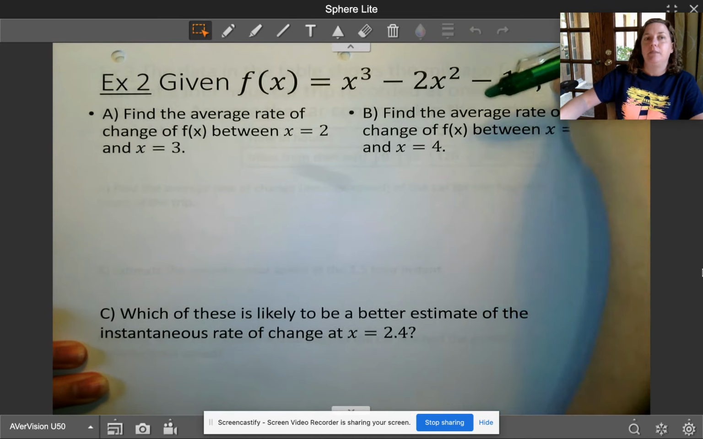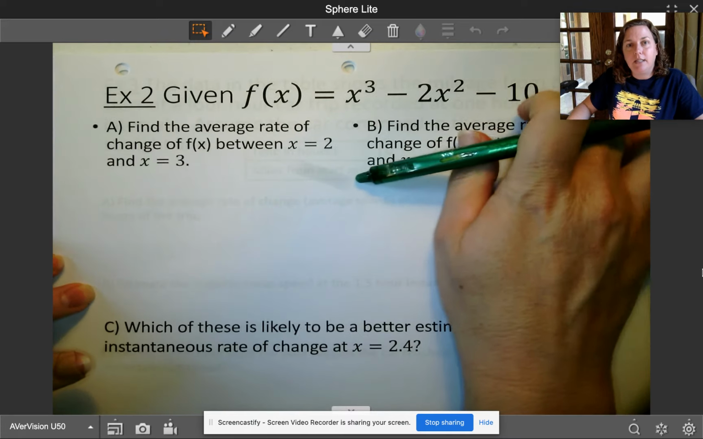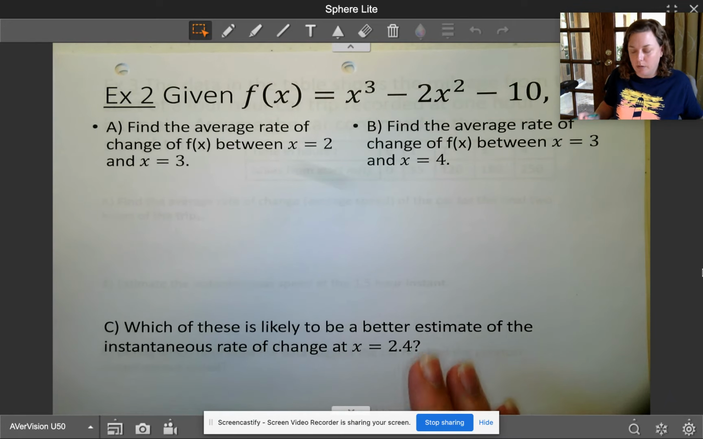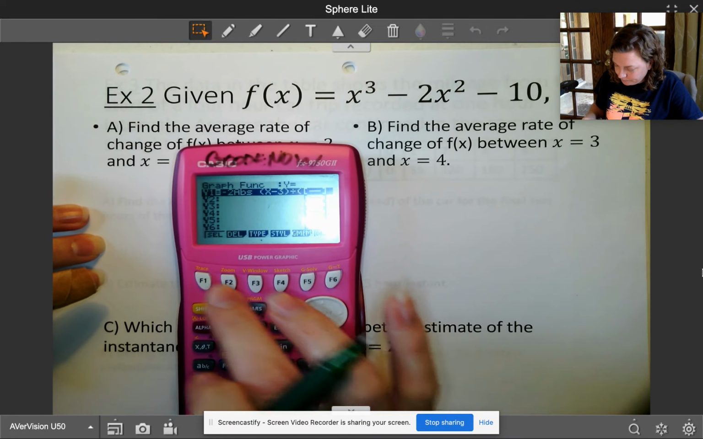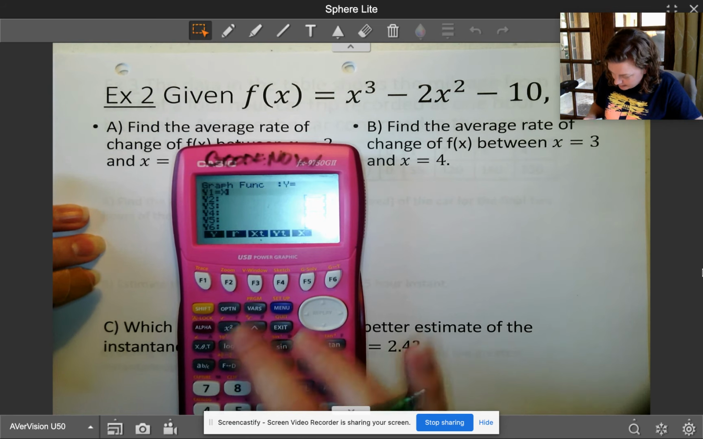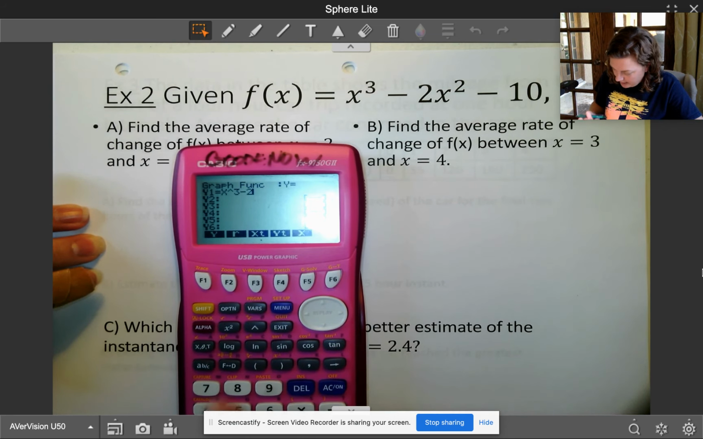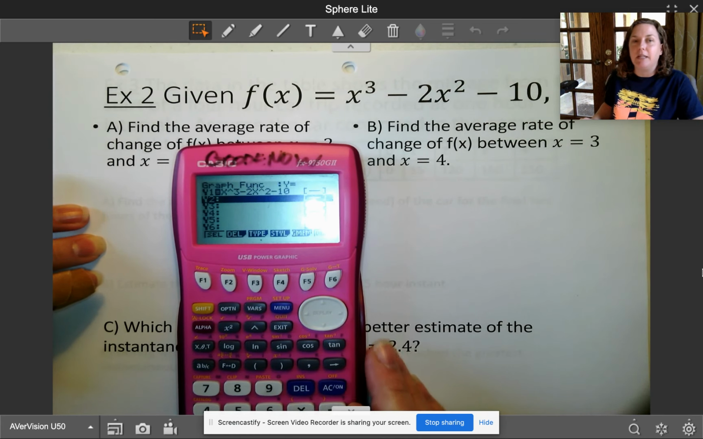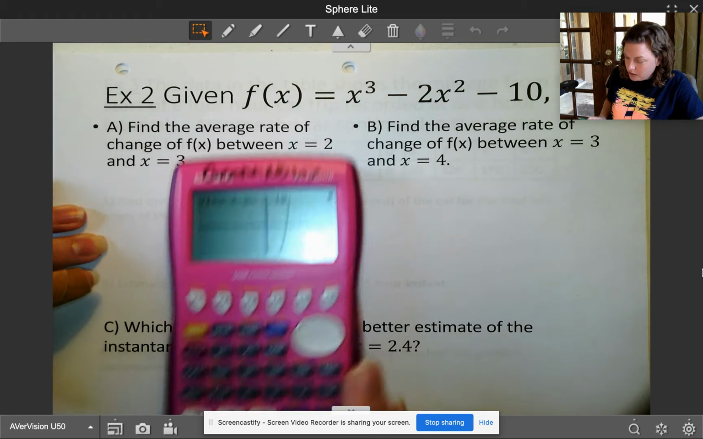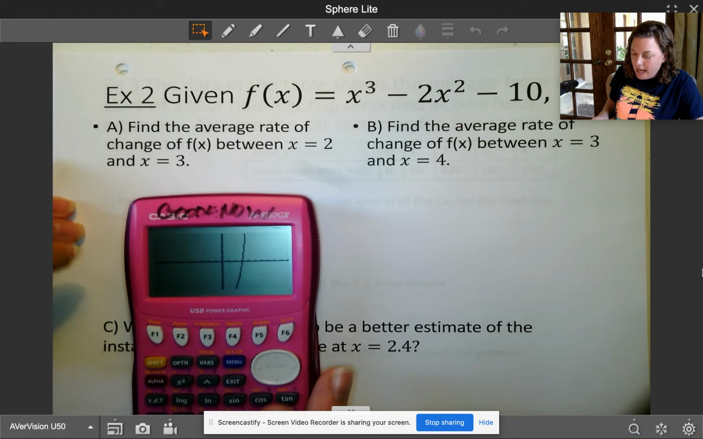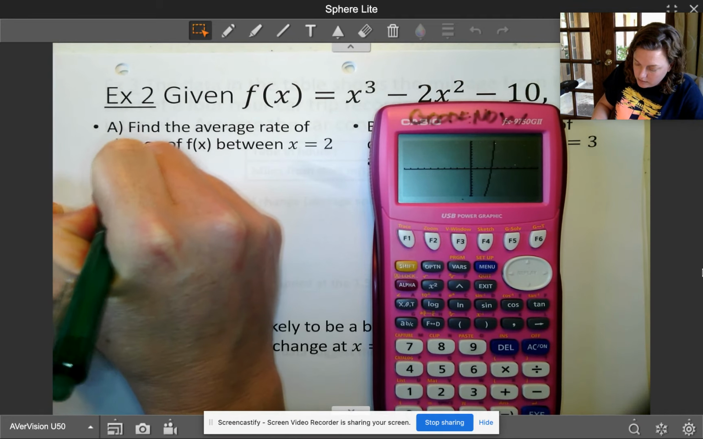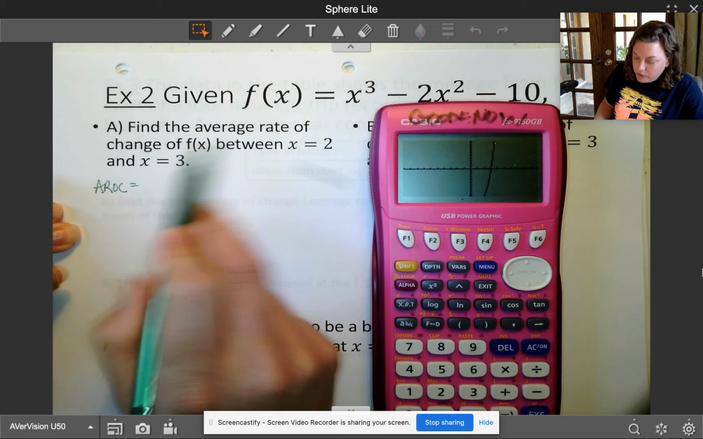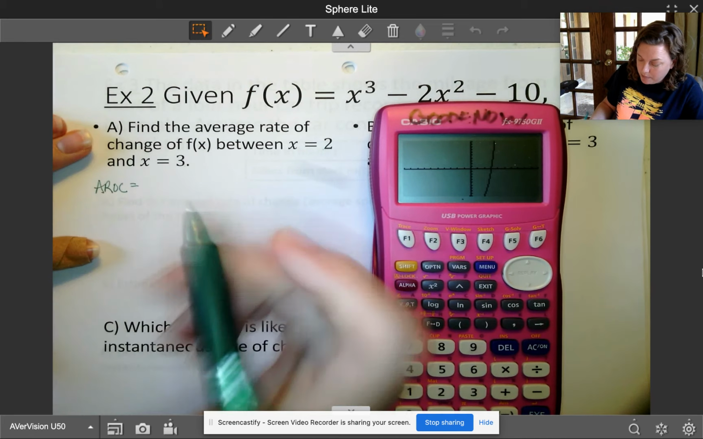Let's try a couple. Example 2. Given f of x equals x cubed minus 2x squared minus 10. I'm going to go ahead and plug that equation in just because I'm lazy. And if I have the opportunity to use my calculator, I'm going to do it because it makes my life easier. So I'm just going to look at a little sketch of that. And the first question says we want to find the average rate of change, so AROC, between x equals 2 and x equals 3.